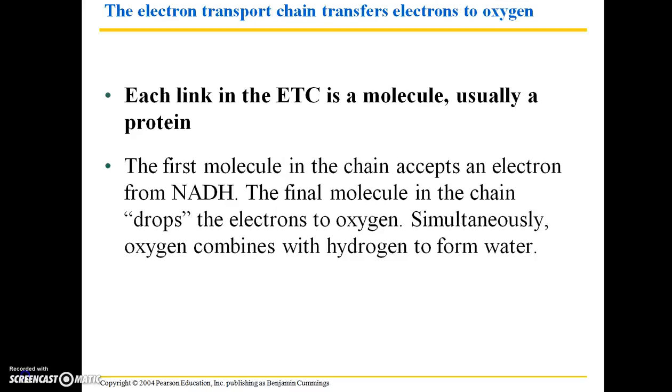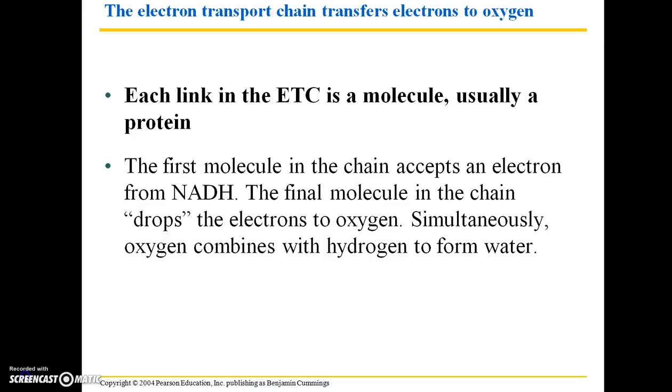So the first molecule in the chain accepts an electron from NADH. Remember previously NAD+ was that initial electron acceptor and it was reduced to NADH. So now NADH is going to pass an electron onto the first part of the electron transport chain. The final molecule in the chain drops the electrons to oxygen. Simultaneously, oxygen combines with hydrogen to form water.